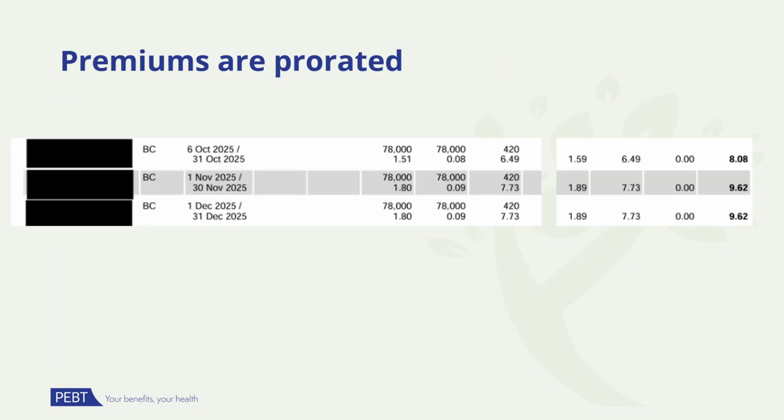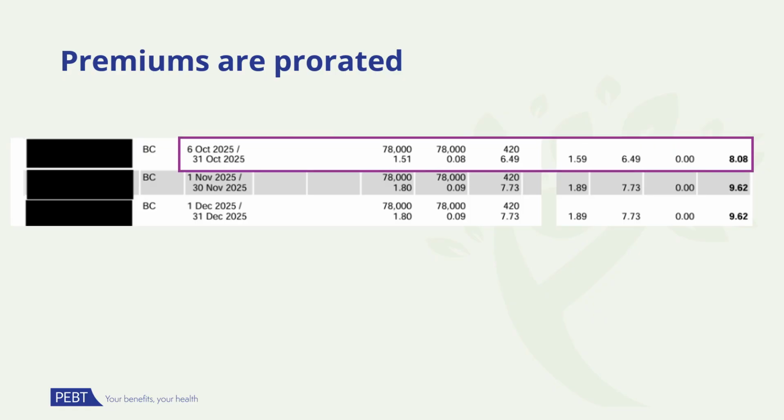For changes that are made between the second and the end of the month, the premium is prorated to only charge for the days the employee had coverage. For example, here you can see this employee was added retroactively effective October 6th, so premium is charged for October 6th to 31st, and then also for November and December full months. You can see the premium for October is a bit less than November and December because it has been prorated.